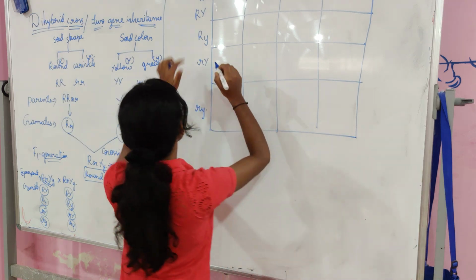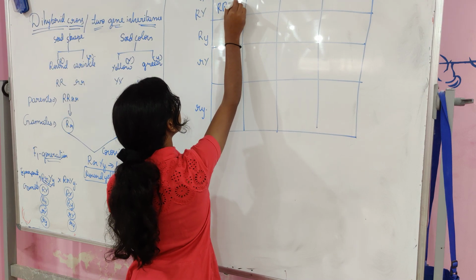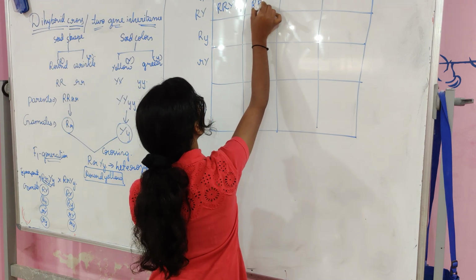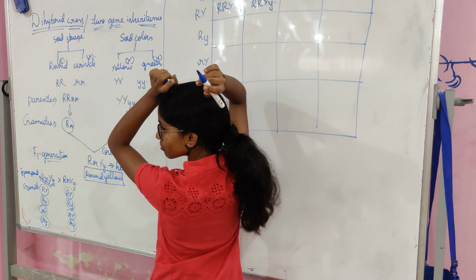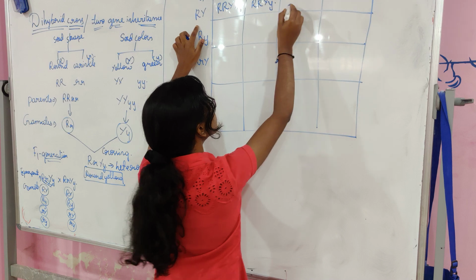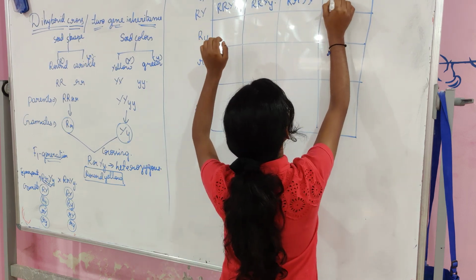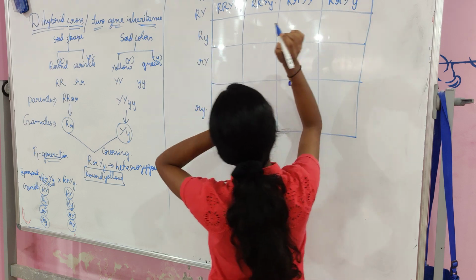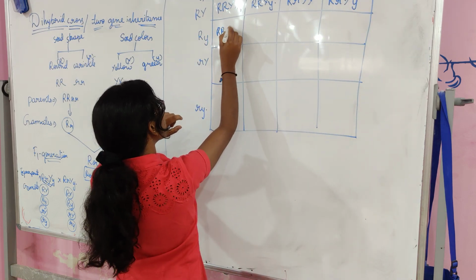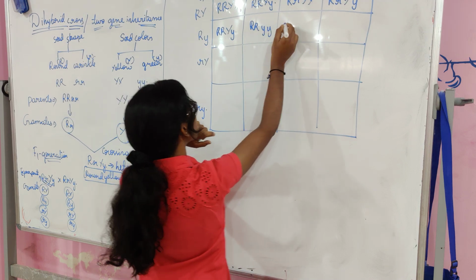Okay. So R and R, Y and Y, this R and this R, this Y and this Y. I want you to see. Capital R, small r, capital Y, small y. Capital R, capital Y, small y. Capital R, small y, small y.